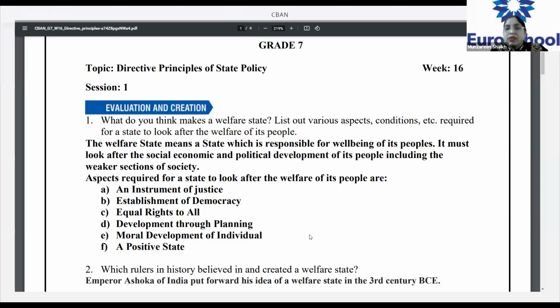So we have already done with the chapter, that is Directive Principles of State Policy. The explanation is already done. Today we'll be doing question answers based upon this particular chapter. I'll explain you each question as well as the answer so that it becomes easier for you all to learn as well as to write in your notebooks.